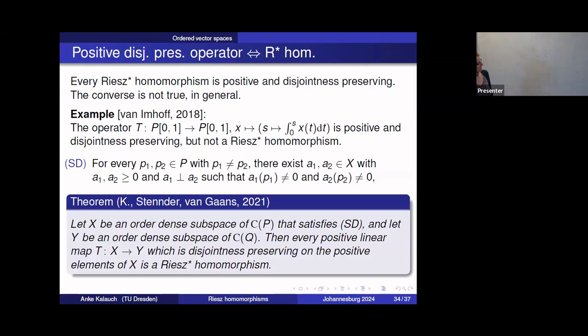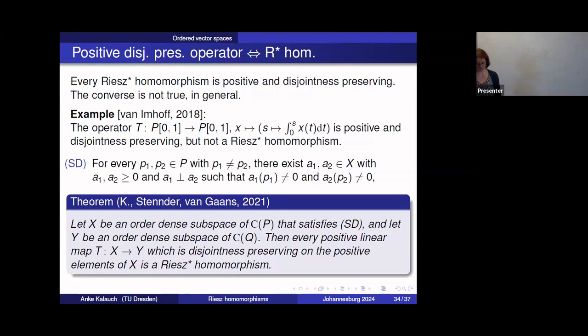Maybe I should finish. This is just to answer the last question between disjoint preserving operators and Riesz homomorphisms. This equivalence is given under certain conditions. So we also consider this.